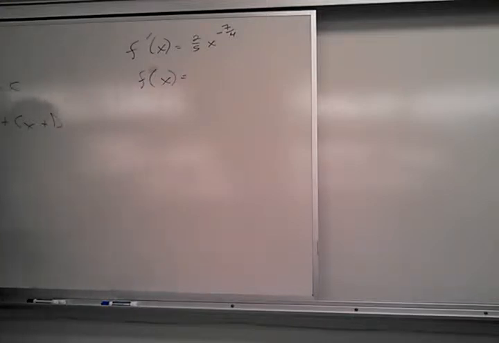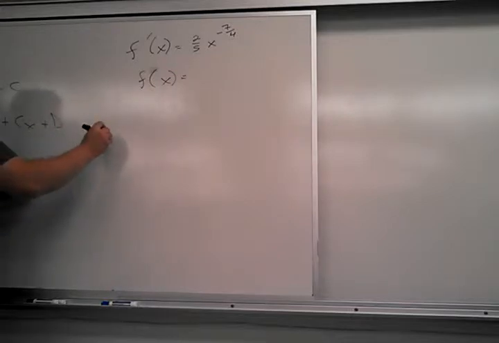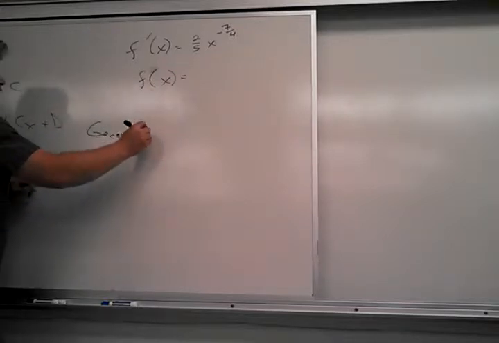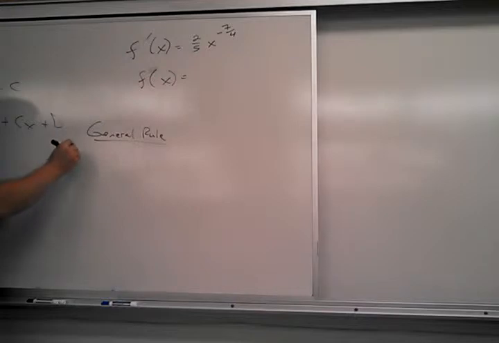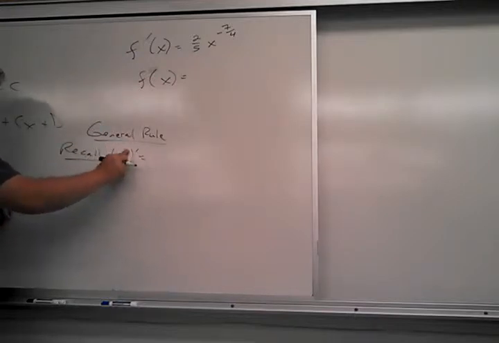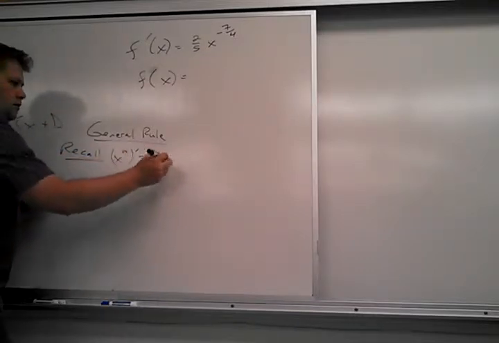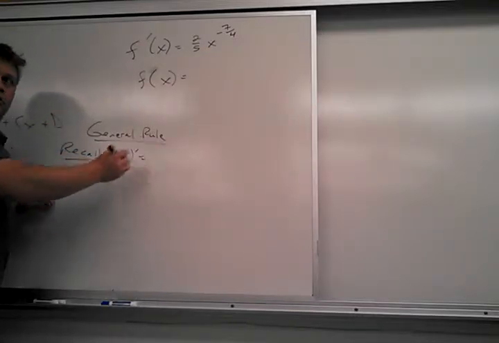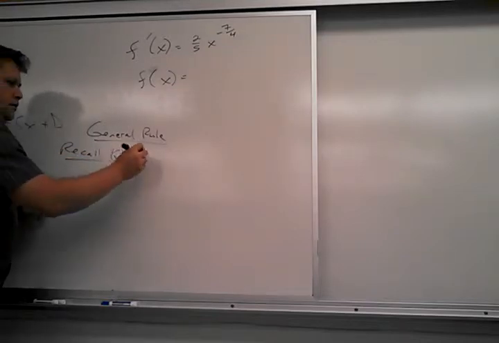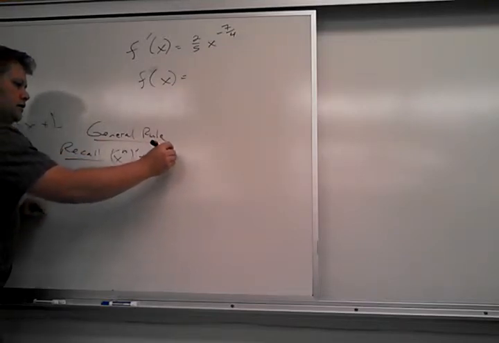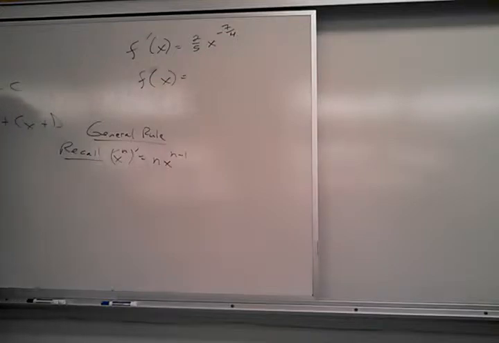So let me help you guys out. Let's look at what the general rule would be. First off, recall the derivative of x to the n. What happens? X to the n minus 1. Yeah, n comes down, and you get x to the n minus 1, right?